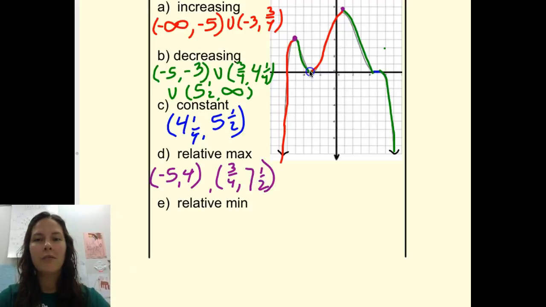Then we'll look for relative minimums. This is where we have the valleys. There is not a relative minimum over here where it's constant because the graph continues to decrease after that. So it's not changing from decreasing back to increasing. That's when we would have a relative minimum. So we only have one relative minimum on this one, and it's at -3, 0.